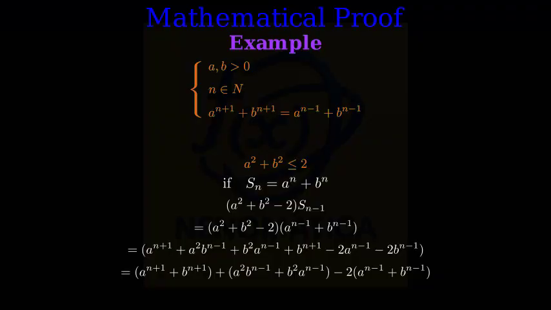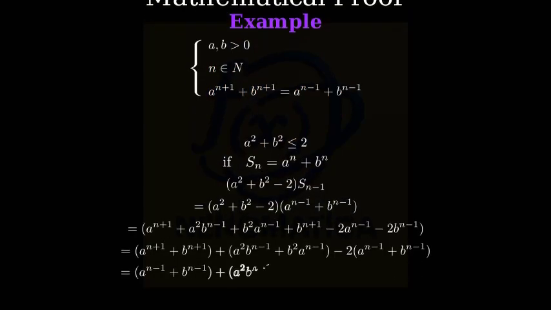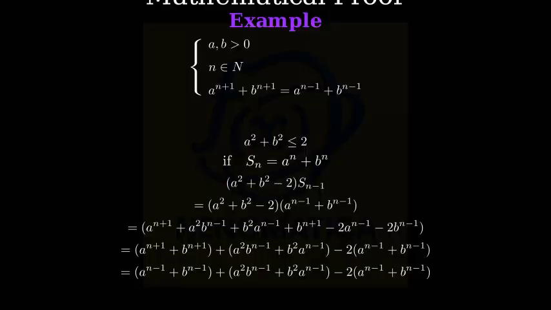Now, using our given condition that a to the power n plus 1 plus b to the power n plus 1 equals a to the power n minus 1 plus b to the power n minus 1, we can substitute this into our expression. This gives us a to the power n minus 1 plus b to the power n minus 1 plus a squared b to the power n minus 1 plus b squared a to the power n minus 1 minus 2 times a to the power n minus 1 plus b to the power n minus 1.